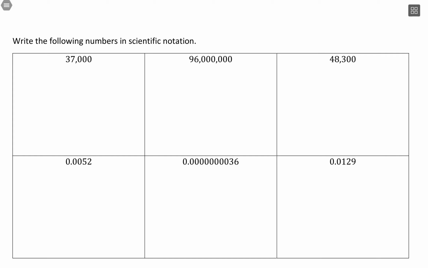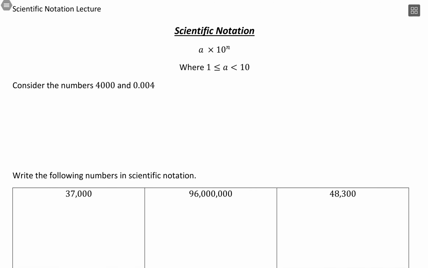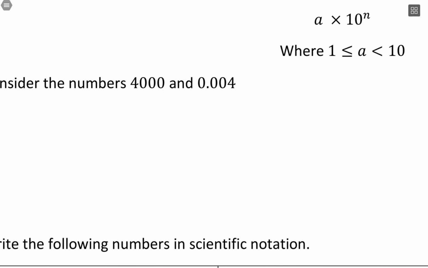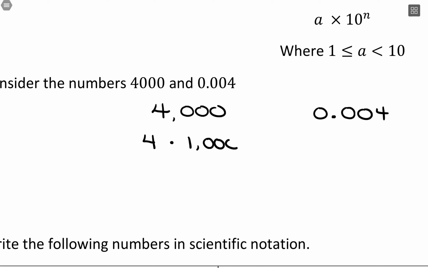What we need is a way to describe how many zeros we have, and that's where a power of 10 comes through. So let's look at these two numbers here. We're going to look at 4,000, and we're going to look at 0.004. Now 4,000 is exactly the same as 4 times 1,000.